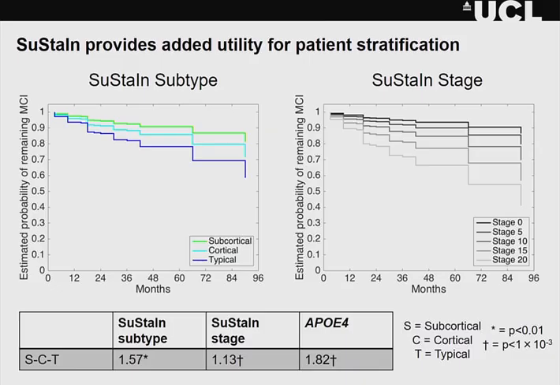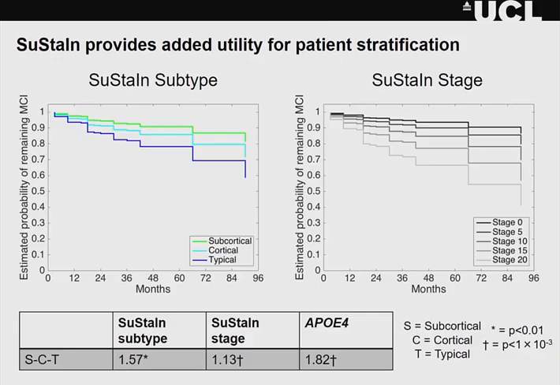We further looked at the ability of SuStaIn for predicting longitudinal risk of conversion from MCI to Alzheimer's disease. Here I'm showing Cox proportional hazards models that tell you the estimated probability of remaining MCI depending on your baseline SuStaIn subtype and SuStaIn stage. What we find is that both the subtype and the stage provide added information about your risk of conversion.